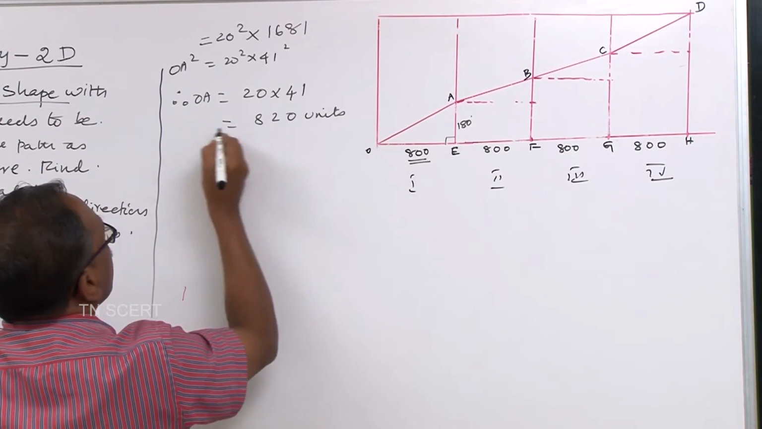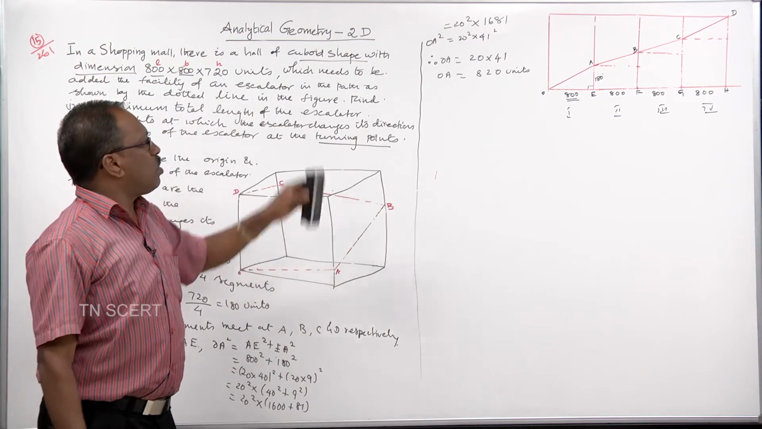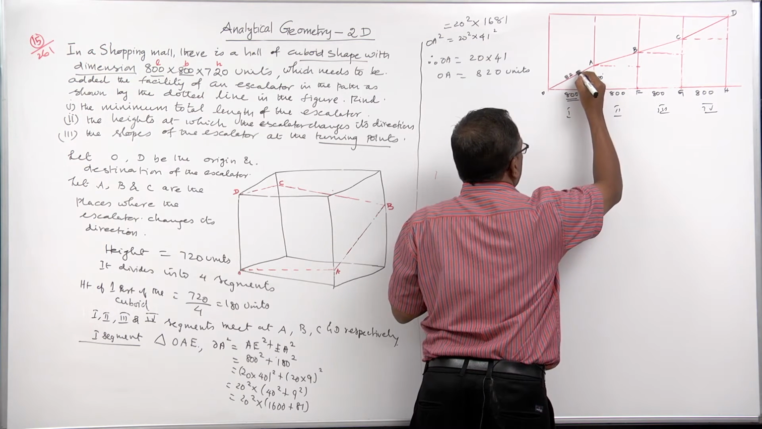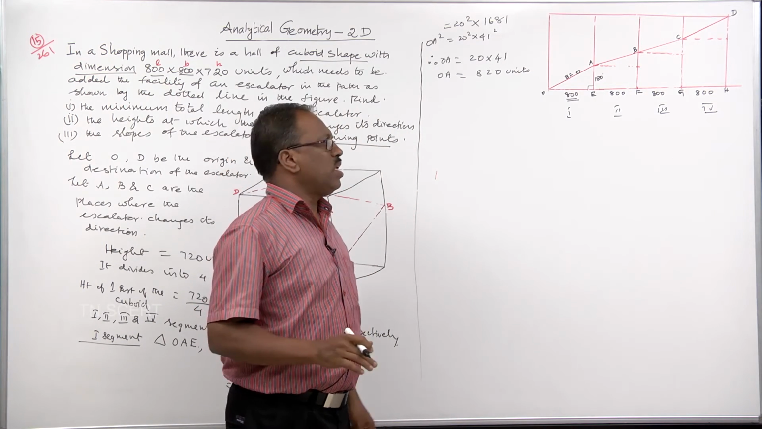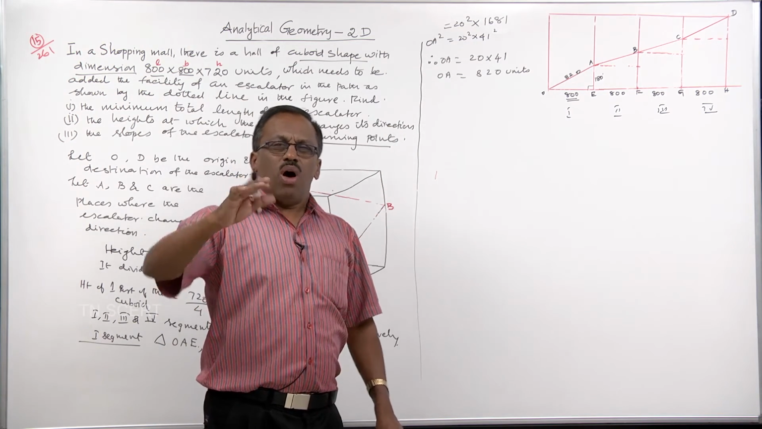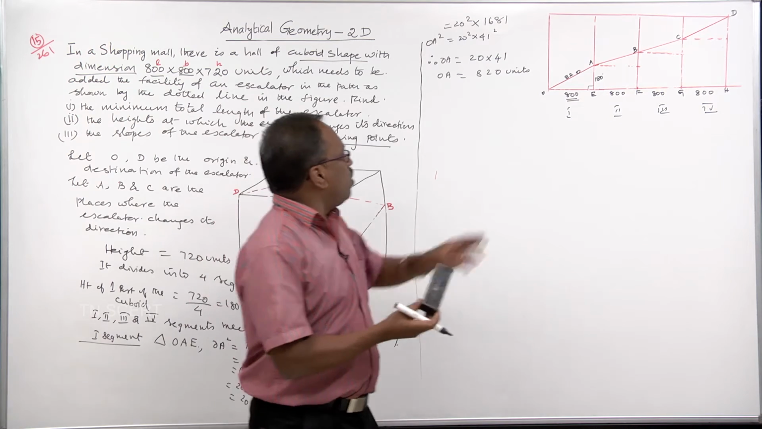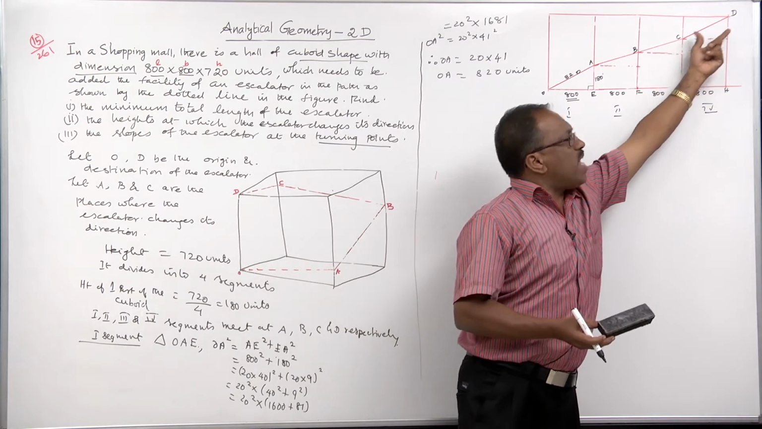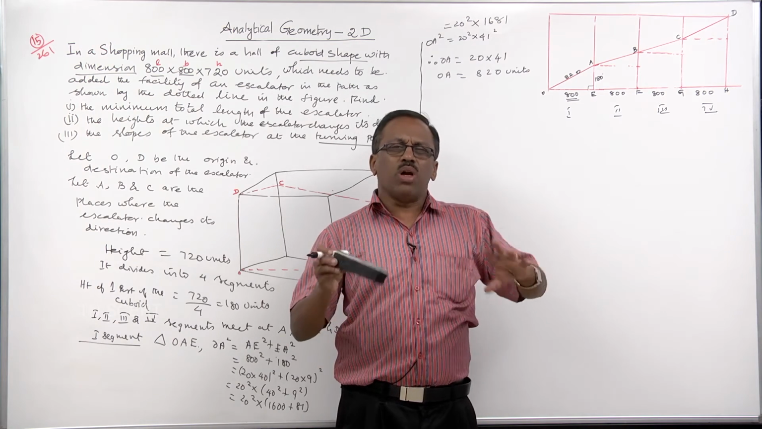So once again we got OA as 820 units. This OA is now 820 units, the first distance I found out. The same way I have to calculate the other segments. Will it be the same or will it be different? Let me ask the question to you. I found out the value for this OA, so AB, BC as well as CD, how would it be, by way of calculating whether it will be the same or different.